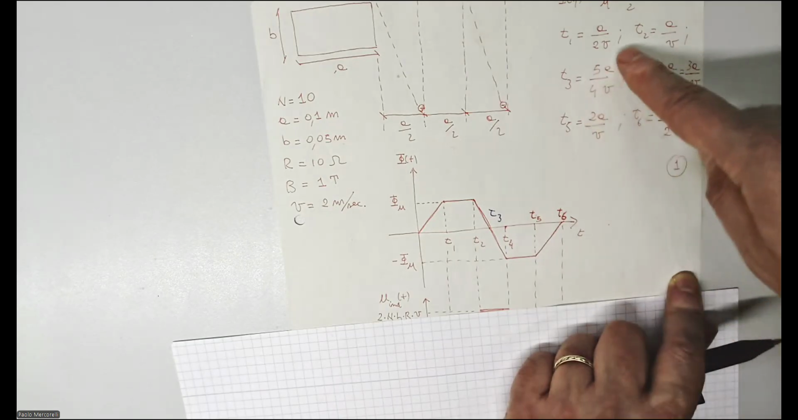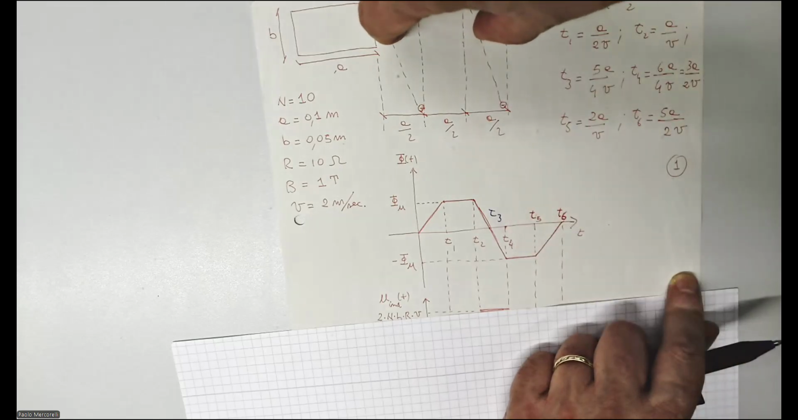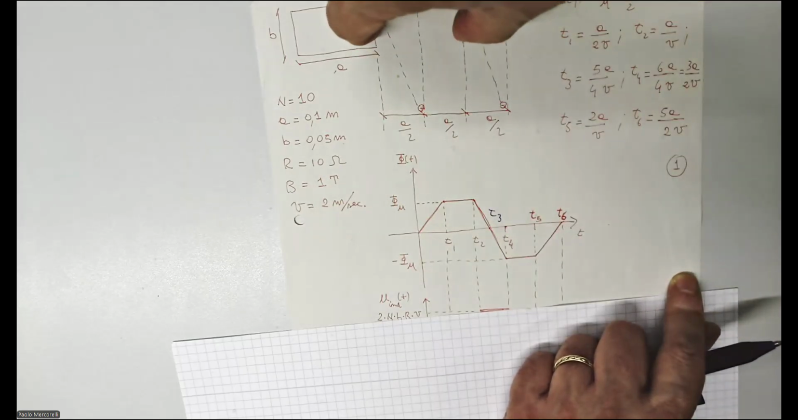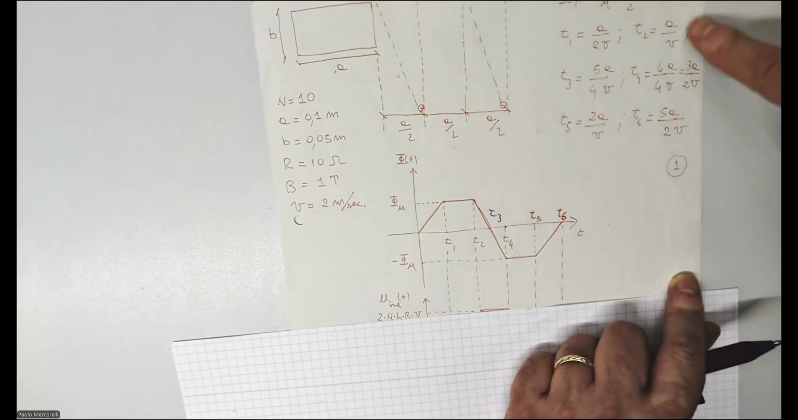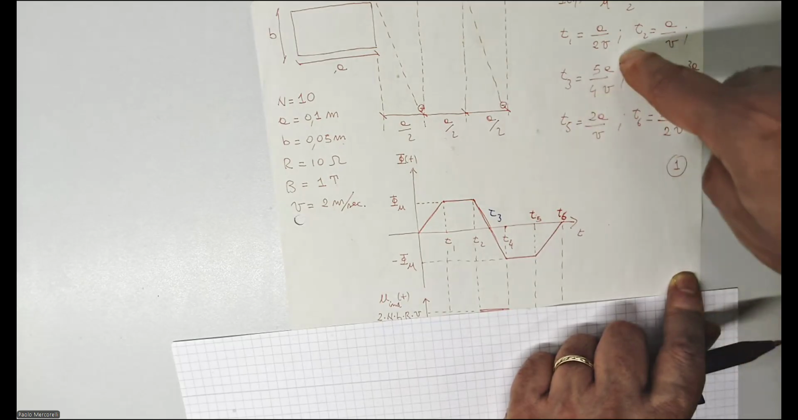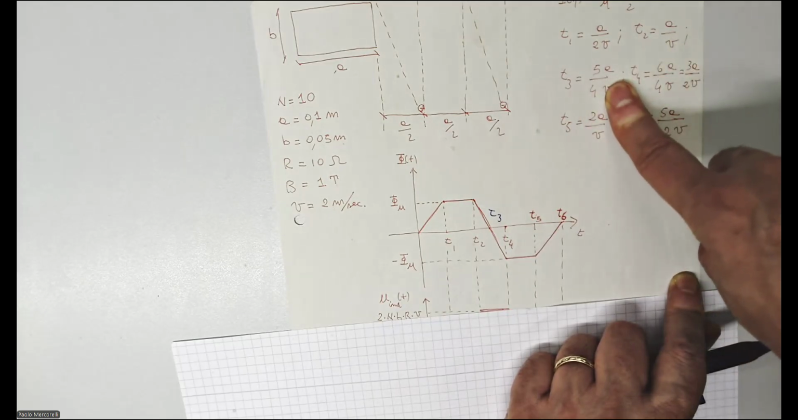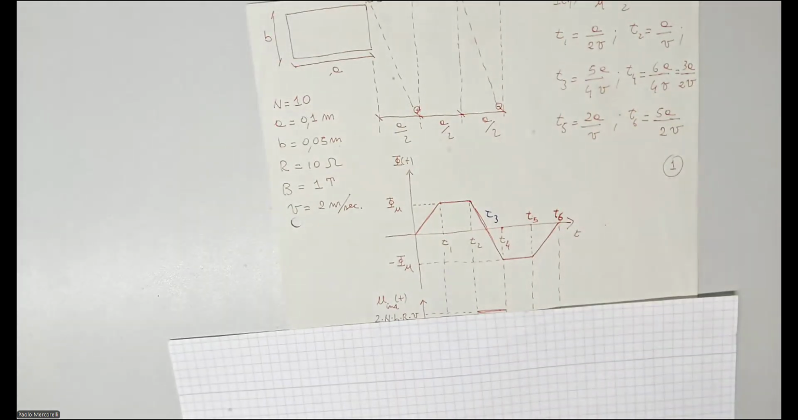Why A divided by 4 divided by V? Because the point T3, when the coil is exactly in the middle, should be T2 plus A divided by 4 divided by V. If you consider A divided by V plus A divided by 4 divided by V, we have 5 divided by 4 multiplied by A divided by V. Should I calculate for you? It's easy, no? The trick is to try to imagine what happens.